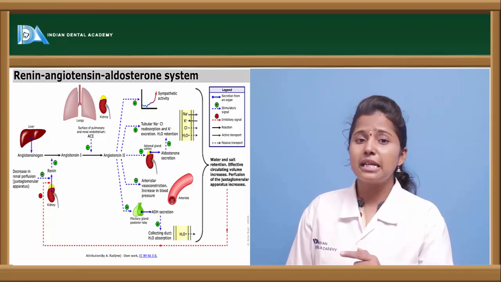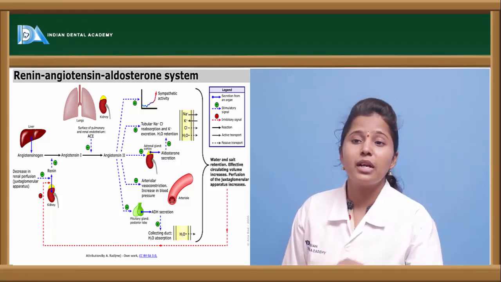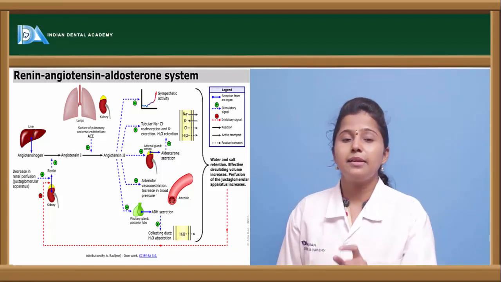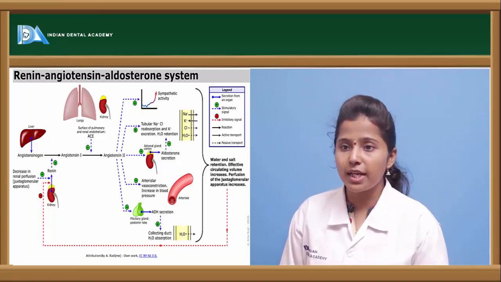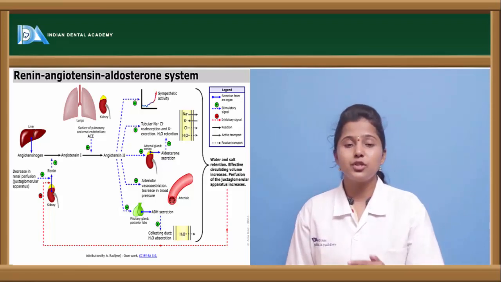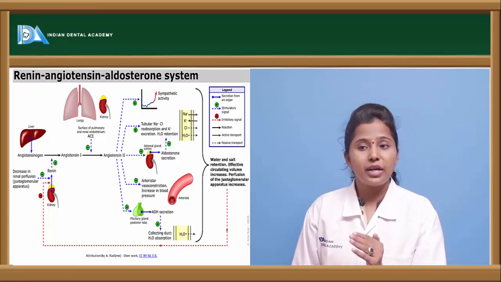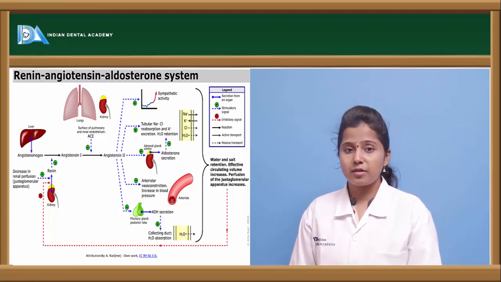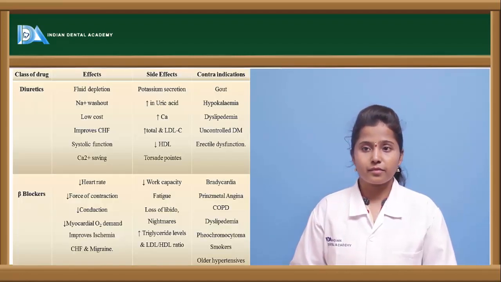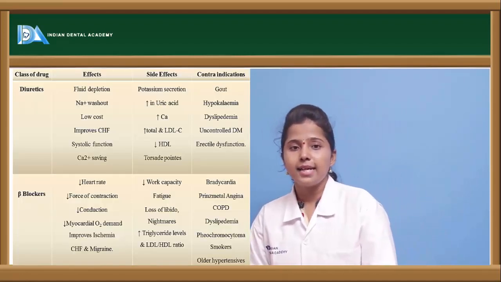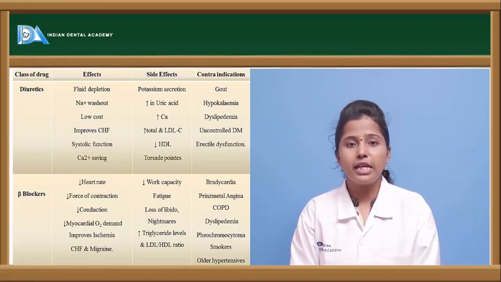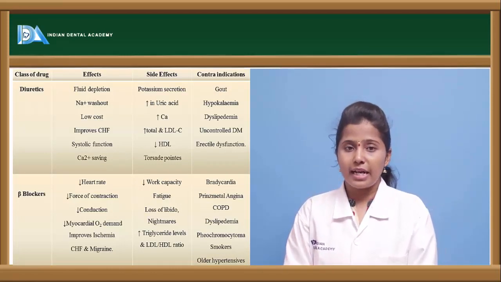Here we can see angiotensinogen is released from the liver and is converted to angiotensin 1 in the presence of renin, which is released from the kidney. Angiotensin 1 is converted to angiotensin 2 by ACE, angiotensin converting enzyme. When angiotensin 2 is released into the systemic circulation, it has various pharmacological actions. Let us see the effects, side effects, contraindications and uses of the various classes of antihypertensive drugs.